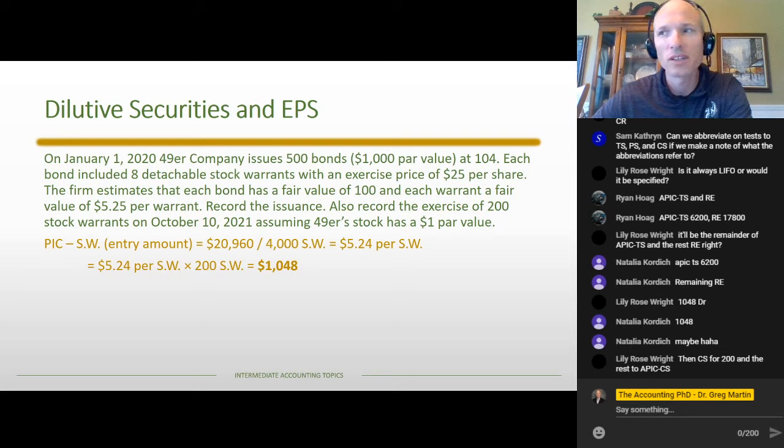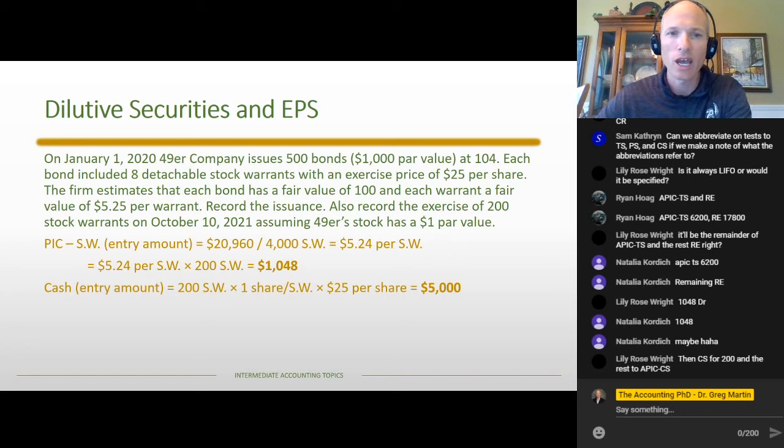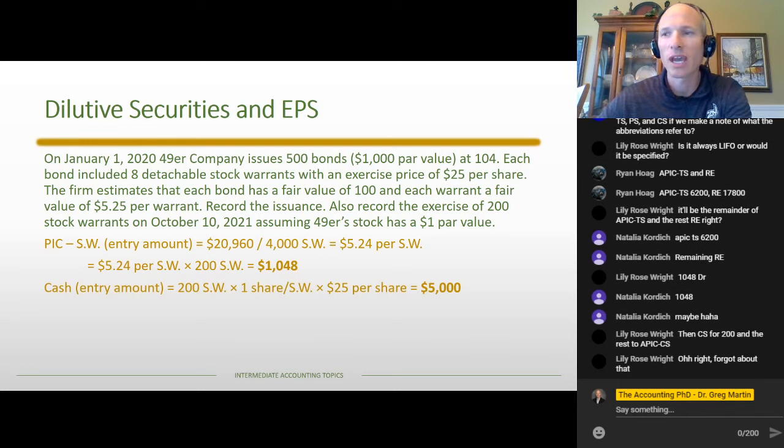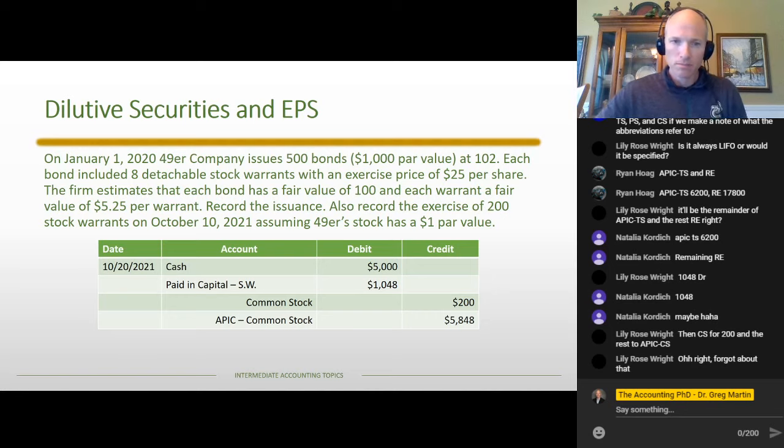One thing you're missing, Lily, and I flashed it for a second, is the cash. Remember, they have an option to exercise these stock warrants, but to exercise them, they actually have to pay cash. When the 200 stock warrants are exercised, they have to pay $25 per share, so they have to pay $5,000 cash. And so we have the $5,000 cash entry amount as well. But you did get the other two accounts correct.